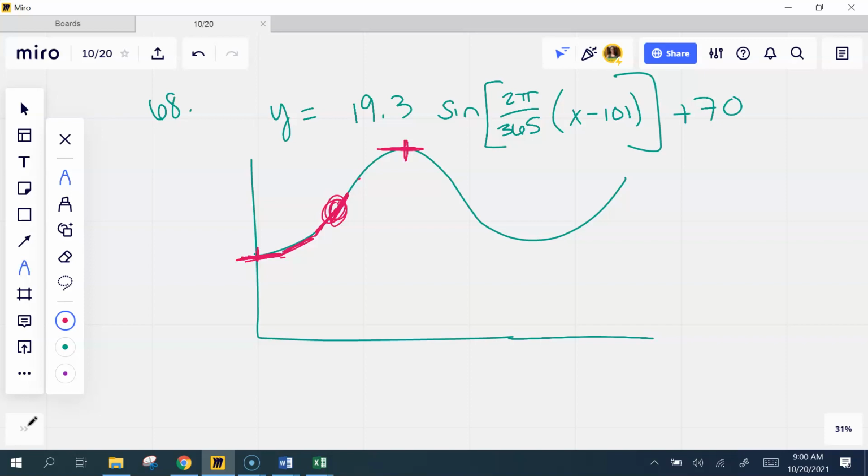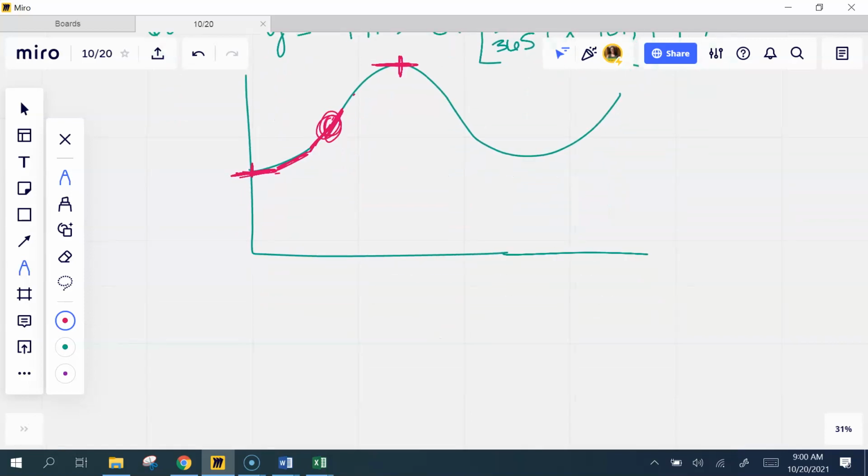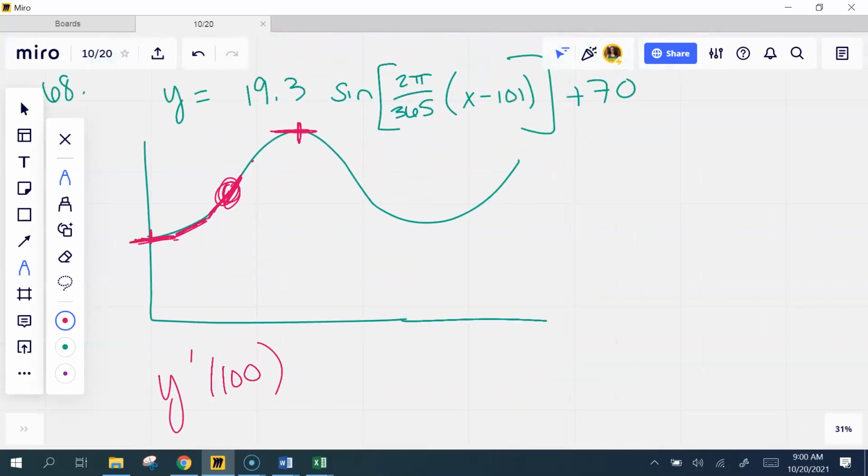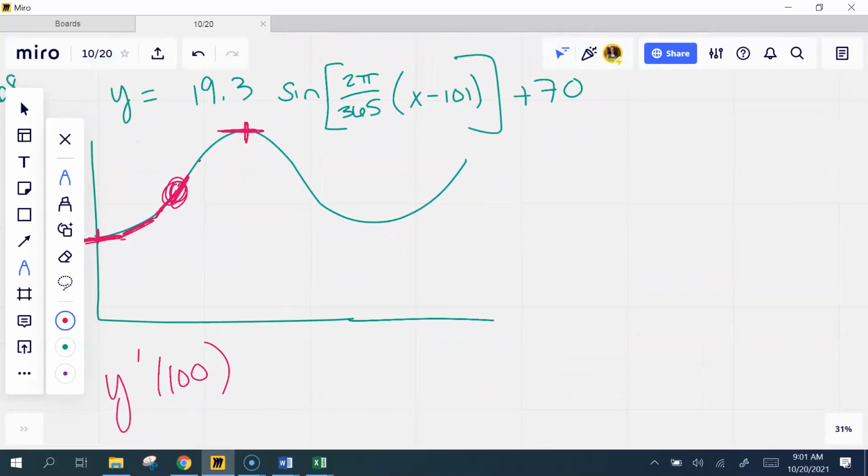So I would say you do need the x that you found. What I'm really looking for is y prime of 100. What is the slope at day 100? So let's do this. It looks worse than it is.